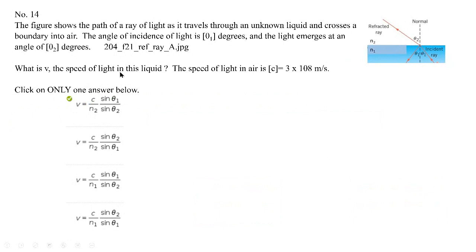What is v? The speed of light in this liquid. The speed of light in air is 3 times 10 to the 8.